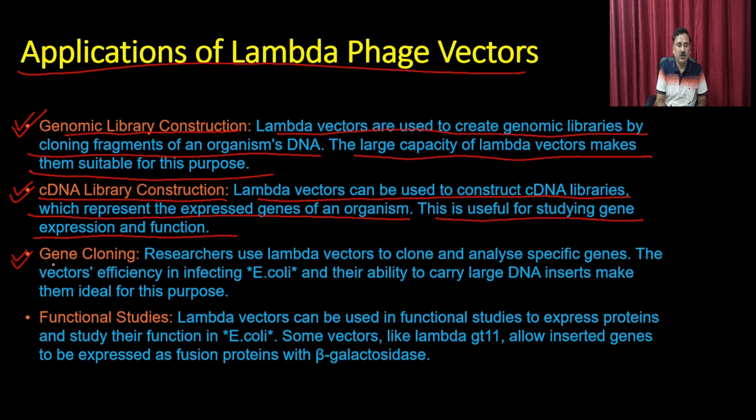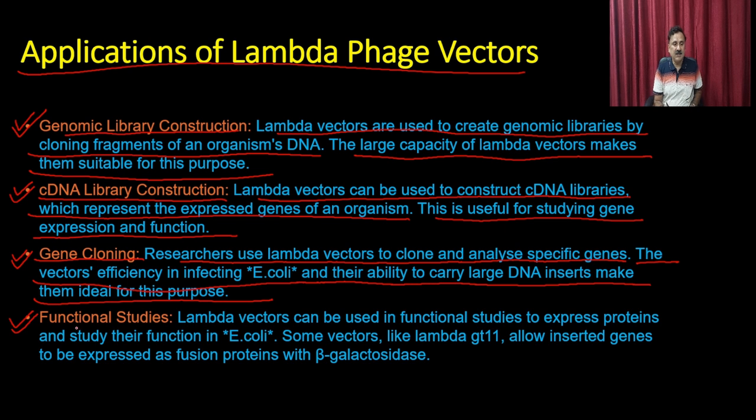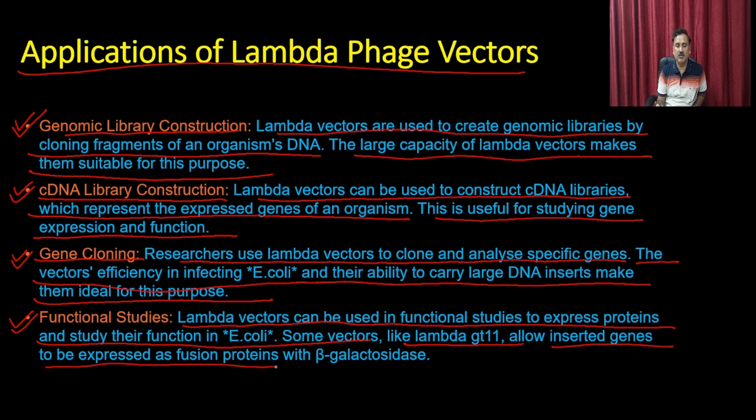Then you can use them for gene cloning. Researchers use the lambda vectors to clone and analyze specific genes. The vector's efficiency in infecting E. coli and its ability to carry DNA inserts make them ideal for this purpose. Then you can also use them for functional studies. Lambda vectors can be used in functional studies to express the protein and study its function in E. coli. Some vectors like lambda gt11 allow the inserted gene to be expressed as a fusion protein with beta-galactosidase, and if this is so, you can do blue-white screening.